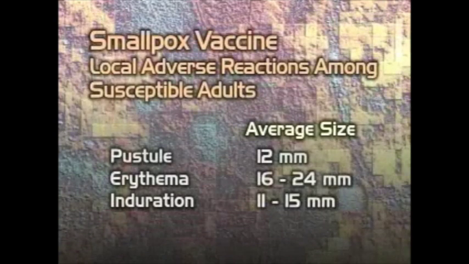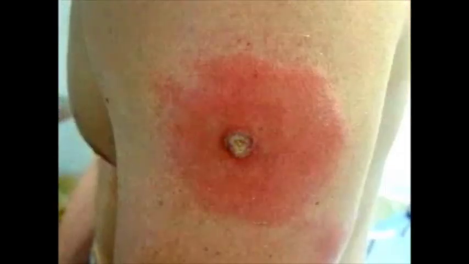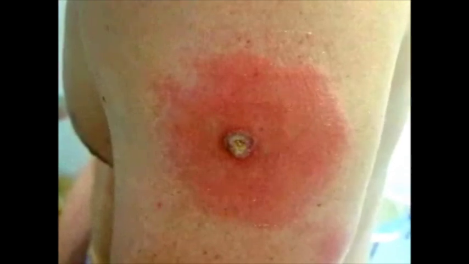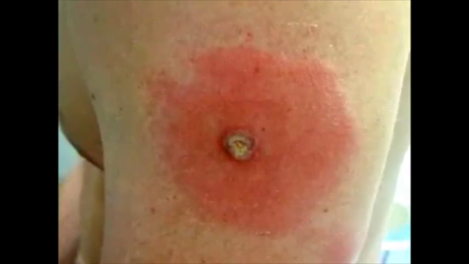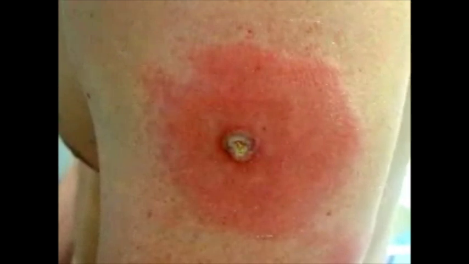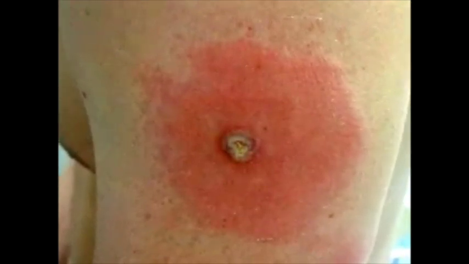In several recent studies of old and new vaccines given to unvaccinated adults, the average size of the pustule at 2 weeks after vaccination was 12 millimeters, or about ½ inch. The average size of erythema surrounding the pustule was 16 to 24 millimeters, and the average induration was 11 to 15 millimeters, or up to 2/3 of an inch. Some vaccinees may have larger amounts of erythema and induration that can be mistaken for cellulitis. These reactions generally improve within 24 to 48 hours without specific therapy, but may require clinical evaluation to rule out bacterial cellulitis.